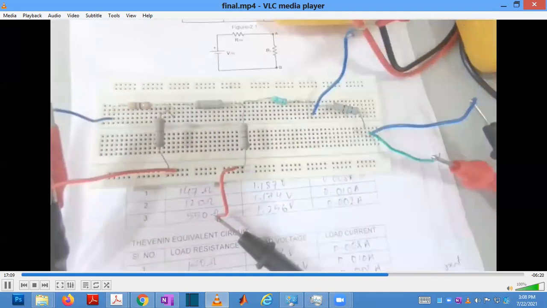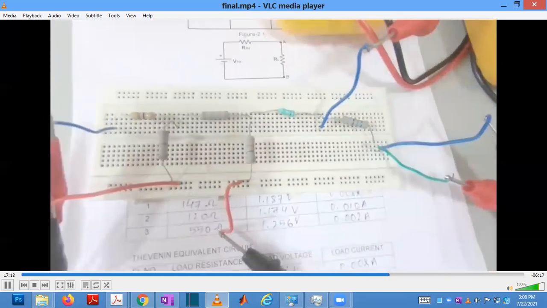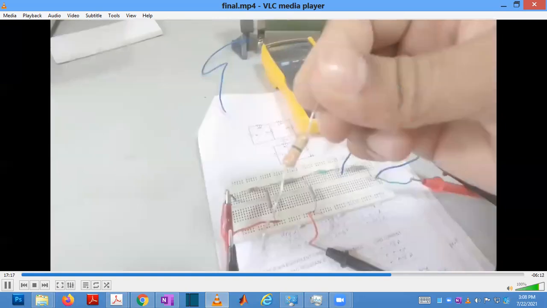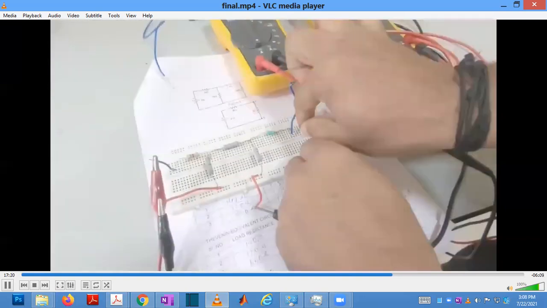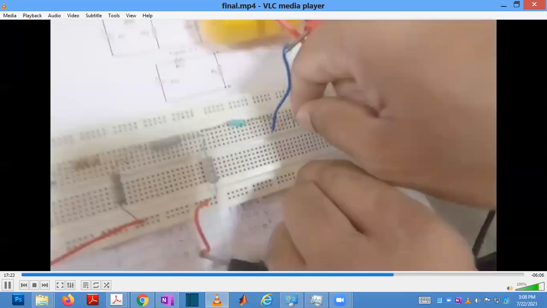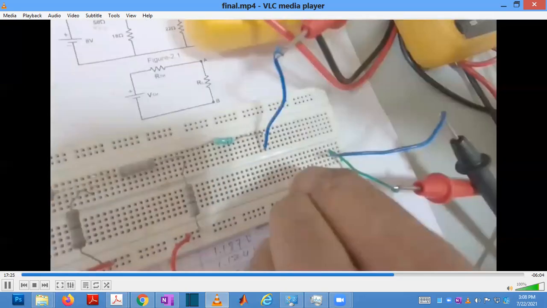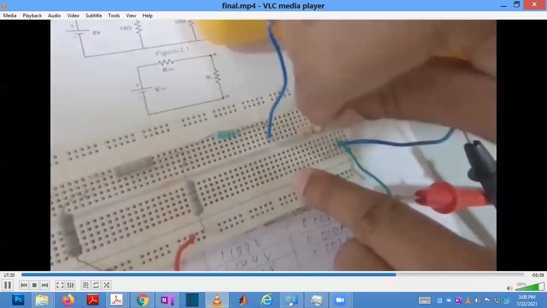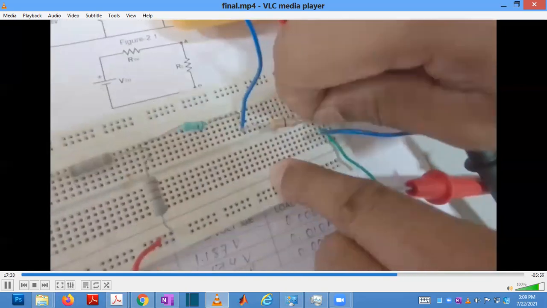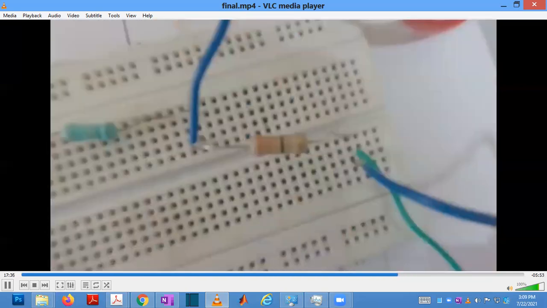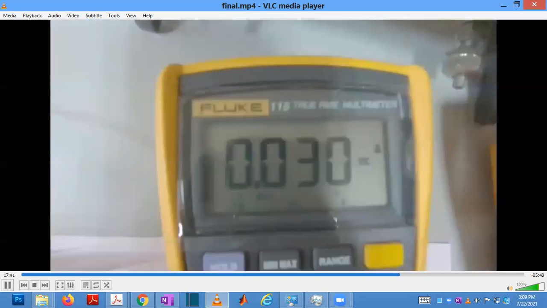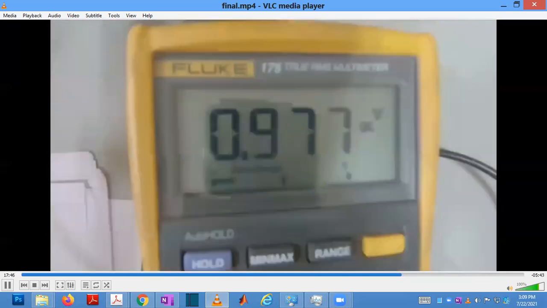Now change the load resistance and do it for two more resistors. So I am changing the load resistance now. Take the load resistance and connect this one. You have to be careful to connect only the two points connected earlier. If you connect some other point, that is an open circuit, and you will not get any readings. So now I am getting the reading 0.03 ampere as current and voltage as 0.977.